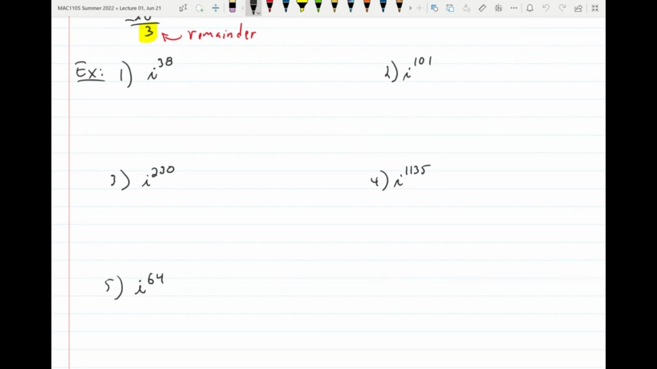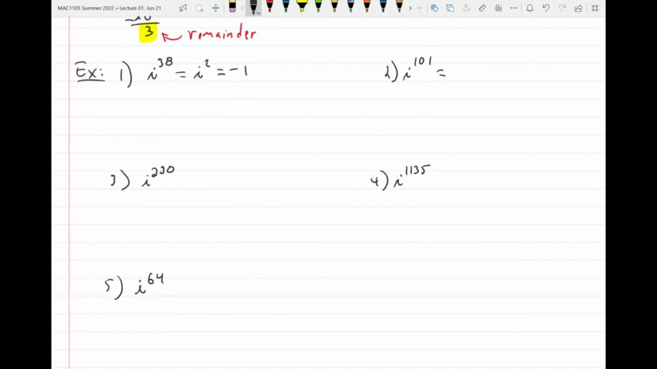That's the closest multiple of 4 to a number. So you see that 38 is 36 plus 2, right? 36 is 9 times 4. So that's how you can quickly see that the remainder is 2, which gives -1. If you don't see it, then divide, okay? But when the numbers are small, you can quickly do it.